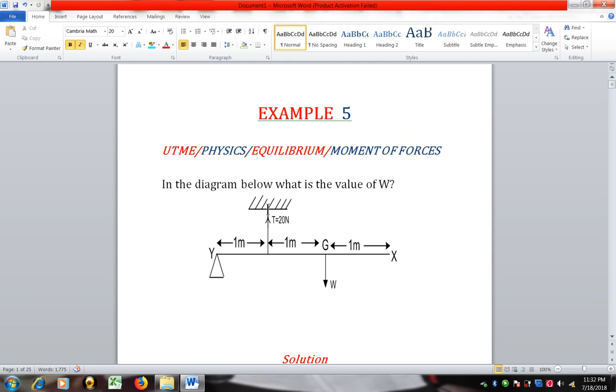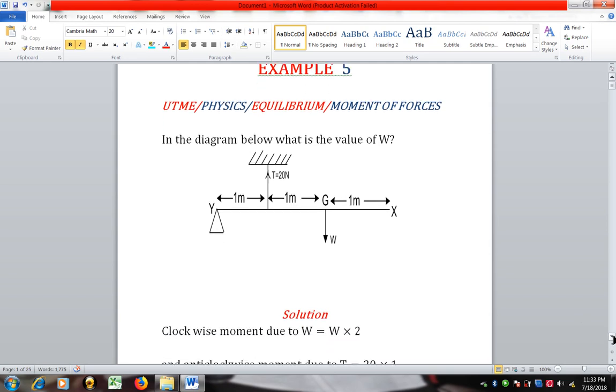And this is another support here, an upward support with a string attached, and the tension of the string is 20 Newton. Now, from the string to the fulcrum is 1 meter. From the string to the center of gravity of the bar is also 1 meter. And from the center of gravity to the end X is 1 meter. We are asked to calculate the weight, which is W, of the bar or of the rod or of the beam. Now, let's go.